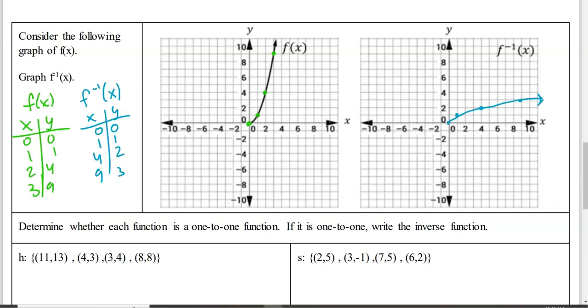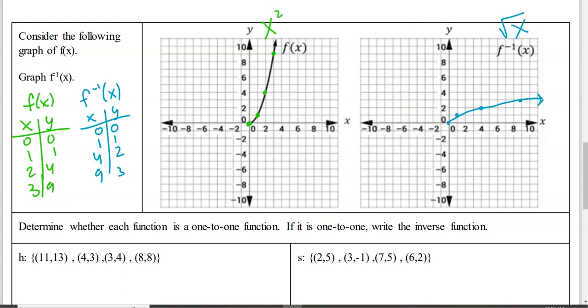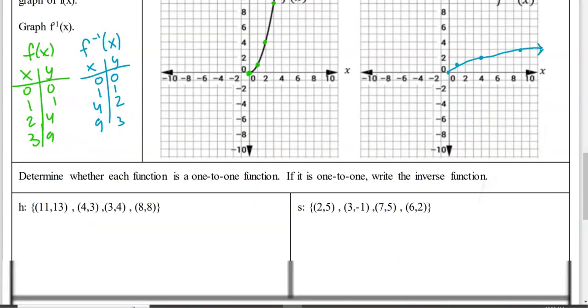How did you do? Good? Anyone know what kind of function that first one is? Bonus question. 0, 0, 1, 1, 2, 4, 3, 9. Yeah, that's coming from x squared. So what's the inverse of square? If you square something, square root. Is that what the inverse function is? 4, 2, 9, 3, yeah. So this is the square root of x. This guy was x squared. All right, we good?